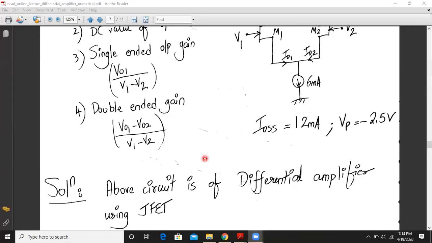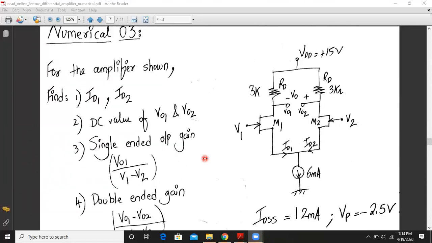So the above circuit, nevertheless, is a differential amplifier using JFET. We have seen the circuit explicitly. So ID1 plus ID2, the addition, is equal to 6 milliampere. So ID1 and ID2 will equally share 3 milliampere each. So that will be very, very clear.